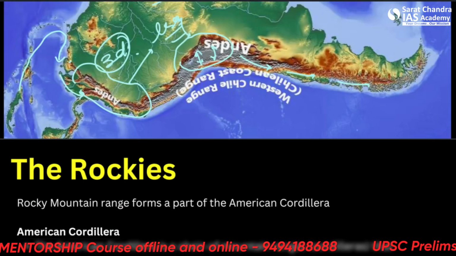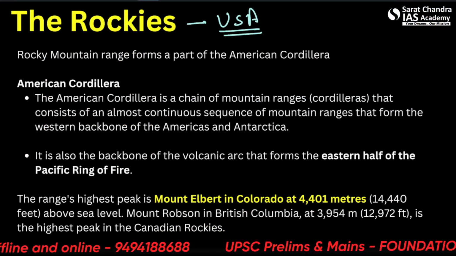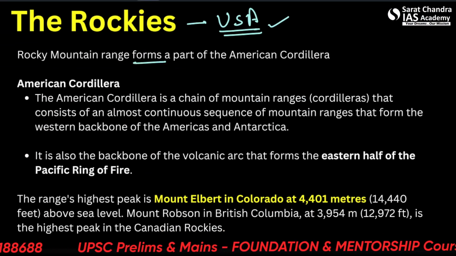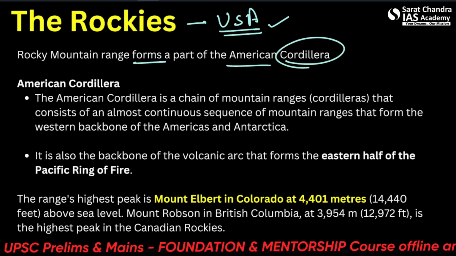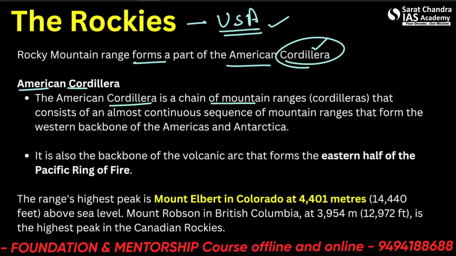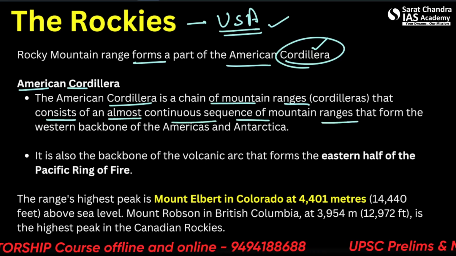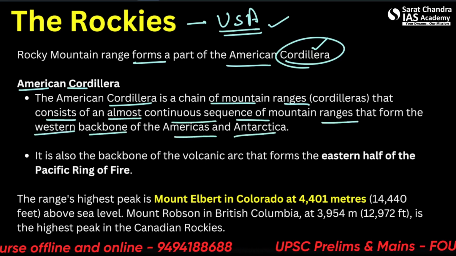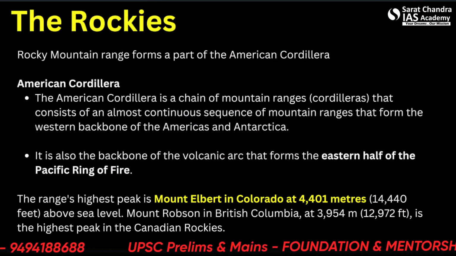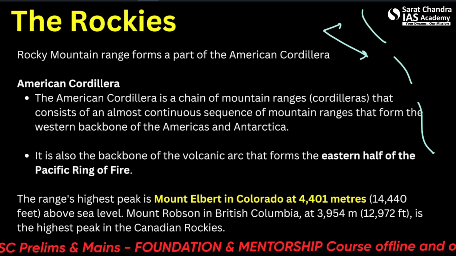Alright, let's now come to the Rocky Mountains. They are in the USA. The Rocky Mountain Range forms a part of the American Cordillera, which we already talked about. The American Cordillera is a chain of mountain ranges that consists of an almost continuous sequence of mountain ranges that form the western backbone of the Americas and Antarctica. So we can treat the Rockies, the Andes and the Trans-Antarctic Mountains as one sort of formation.